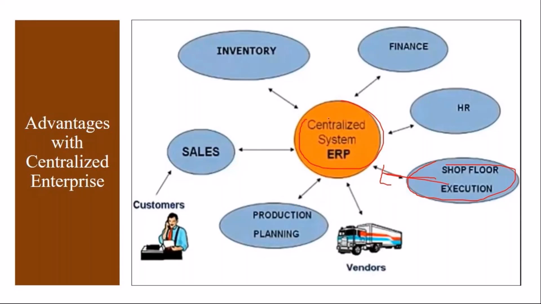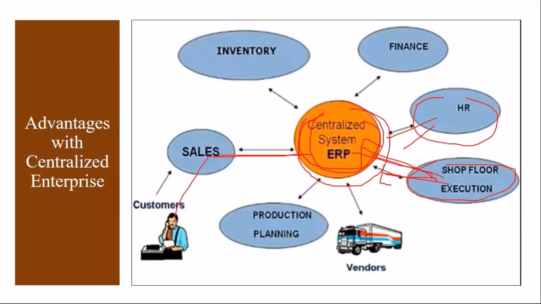And as they have prior information about the planning activities and requirements, they will put their requirements in the system. Accordingly, the HR department will hire the labor, so there is no increase in the labor cost. And finally, once the product is manufactured, they will enter that information in the same system, which can be accessed by the sales department, and then they will deliver the product to the customer. So this is how the process flow works with the centralized ERP system.